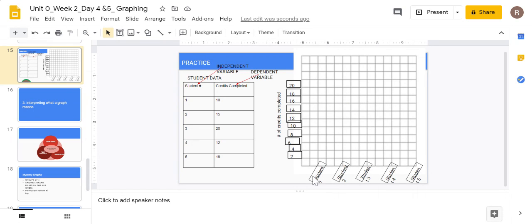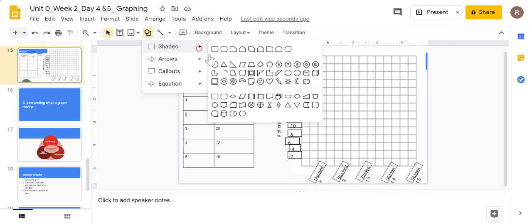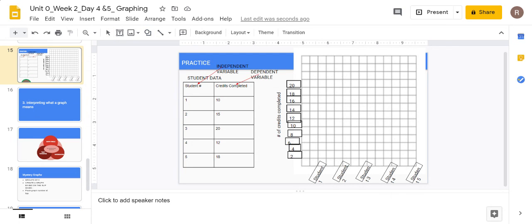So then all we would need to do is graph the points. Let's see if this will work. Okay, so student 1 had 10 credits. So student 1, I'm going to go here and I'm going to go up to 10. 2, 4, 6, 8, 10. I'm going to put a little dot there. Hopefully it works. Perfect. Okay, so as we can see, I have a point there. Student 1 has 10 credits.